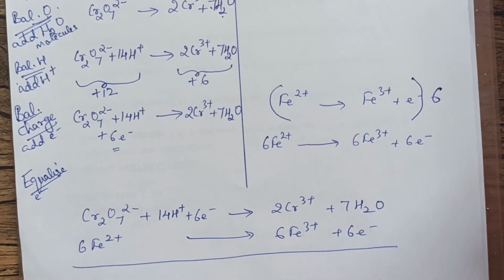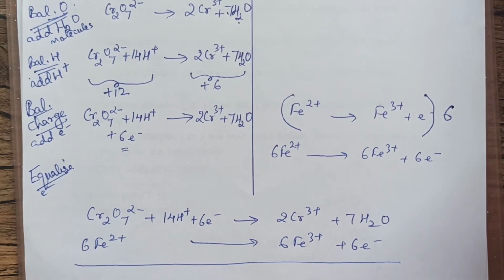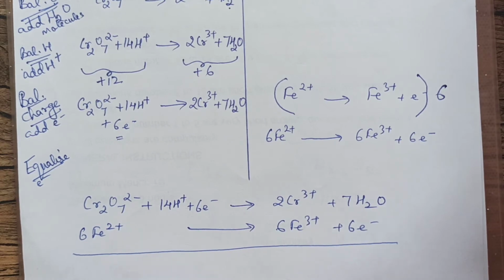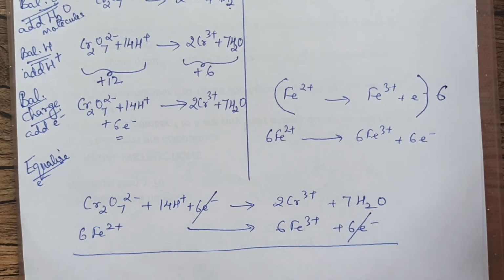Now after you rewrite the whole equation again, you are going to cancel out whatever like terms are there on the left and right hand side. So we will cancel out the electrons, 6 electrons and 6. Always loss of electron and gain of electron should be equal, right? So they will always get cancelled. You don't have to worry about it. Even if it is there, that means you are going wrong somewhere.